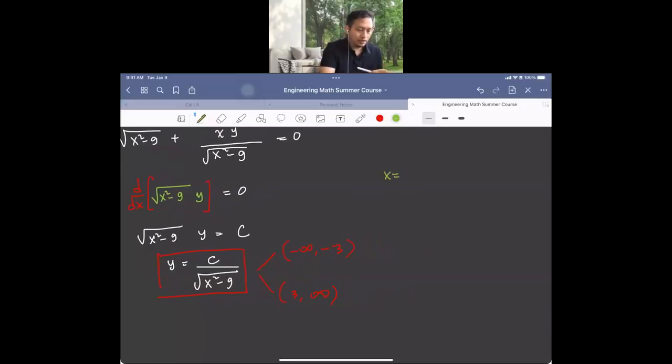So x equals 3 and x equals -3. In this case, they are both singular points. They are singular points because they have discontinuity at these points. And later we'll still study the singular points in the later part, but I think we're not covering that in our course. Okay.